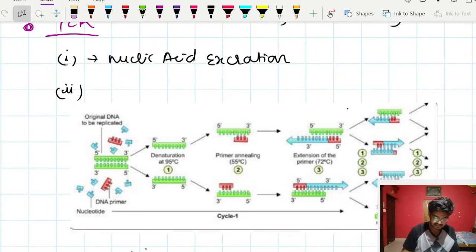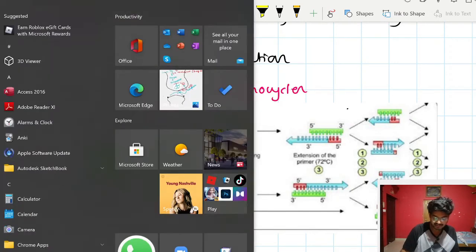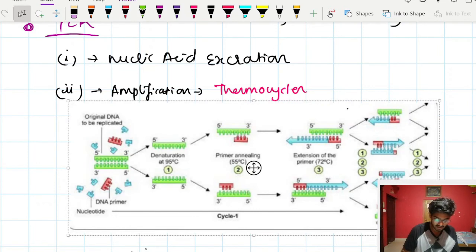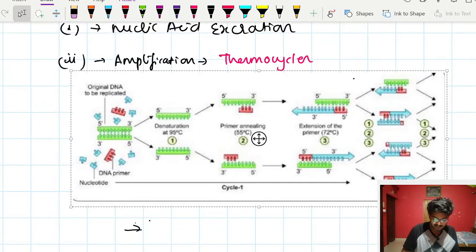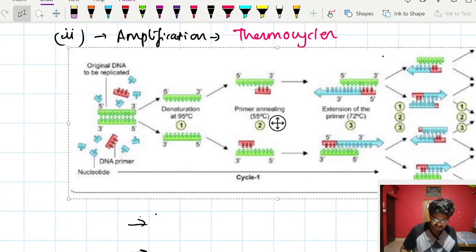After nucleic acid extraction, we do amplification. Amplification is done in our thermocycler. Thermocycler is the instrument in which we do PCR. The picture is in your textbook, Apurva Shastri's. In the thermocycler we have to introduce many nucleotides, primers, etc., and also Taq polymerase, etc. So you already know this mechanism.